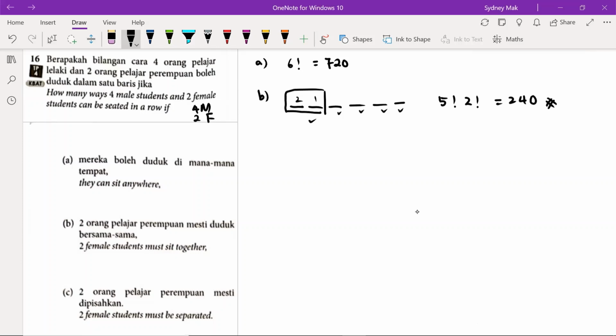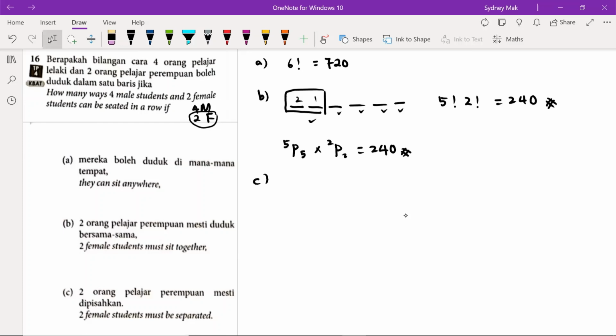Now let's say we need to use the permutation notation. So we can think this way. Since the 2 females must sit together, they are considered one item. So 4 plus 1 of the group, we have 5 groups. Therefore, it will be 5P5. That is externally, followed by the females in a group. They will permute among themselves, so 2P2. So it is the same as 5 factorial and 2 factorial. Okay, so the answer is 240.